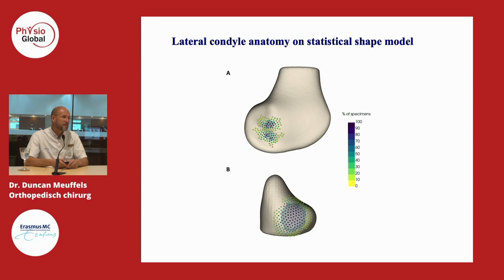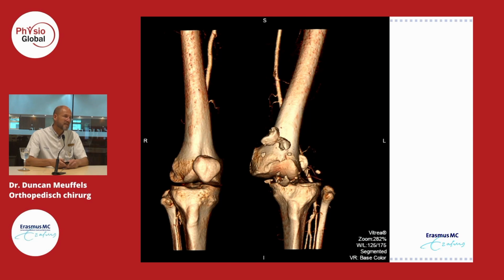I would like to end this presentation with a case. This image was sent to me through WhatsApp, and this was a CT that was made from a patient who had a scooter accident. The CT angiography was made, and what you can see is that there is a dislocation of the tibia versus the femur. You can see that the patella is fractured.